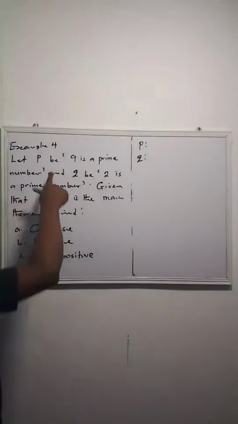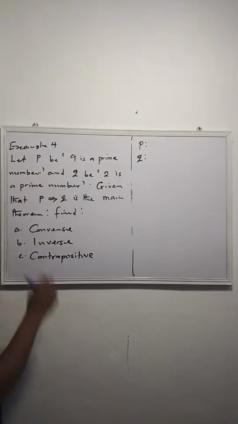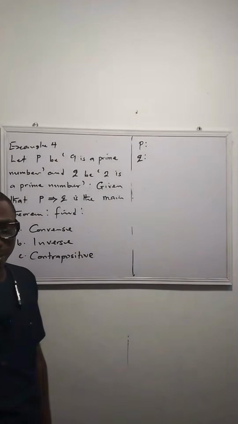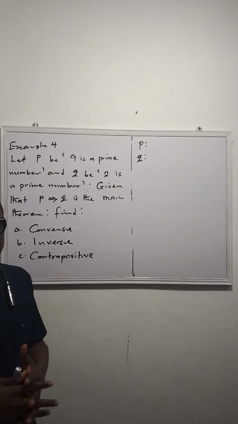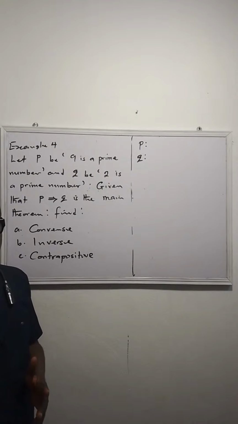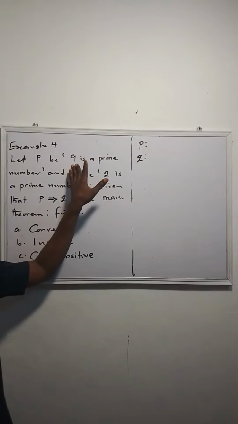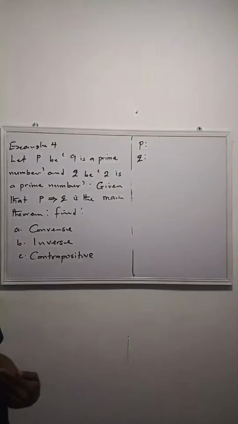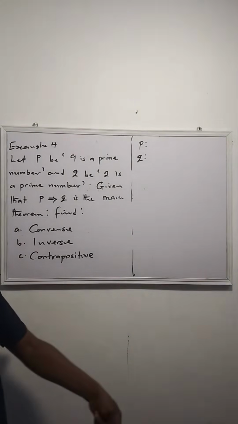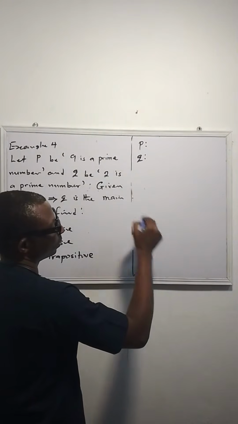Now, look at what we have here. Let P be the statement: 9 is a prime number. Okay? So, what are prime numbers? Prime numbers are natural numbers that have only two divisors, which are themselves and one. All numbers also have one as a divisor, so they can only go in themselves. Examples of such numbers are 2 and 3.